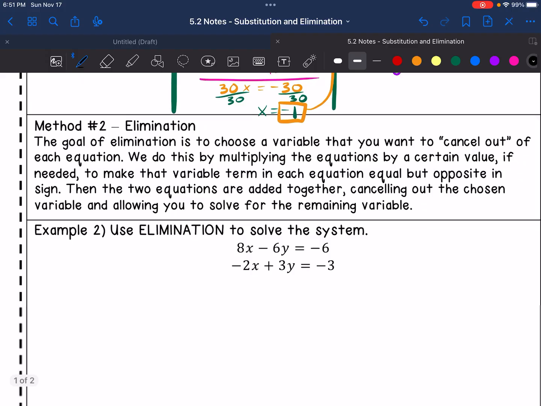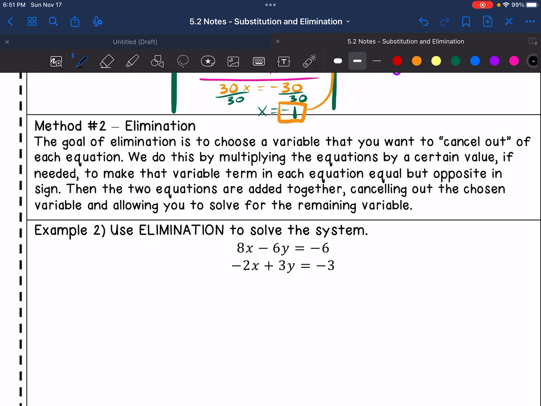All right, option number 2 here is elimination. So with elimination, what you're trying to do is eliminate or cancel out one of your variables after adding your two equations together, after combining like terms. And so to make that work, we need to make one of our variables the same but opposite signs for both of our equations, like a 5x and a -5x if I want my x's to cancel. And we do that by multiplying our equations by whatever we need to make that happen.